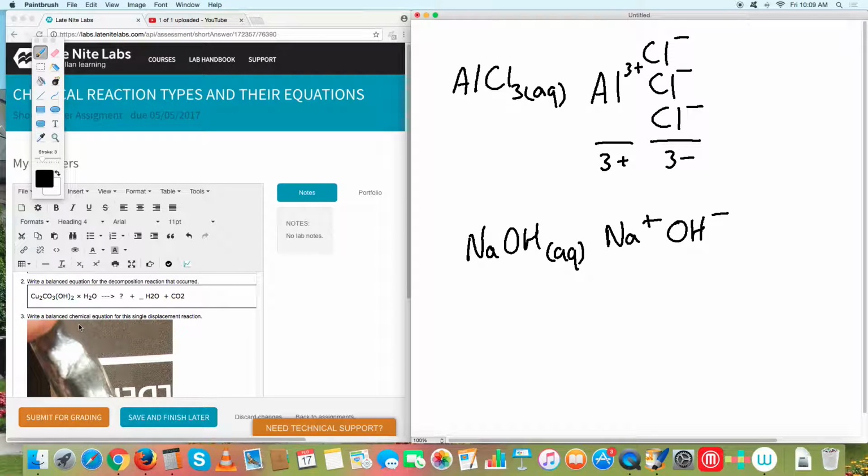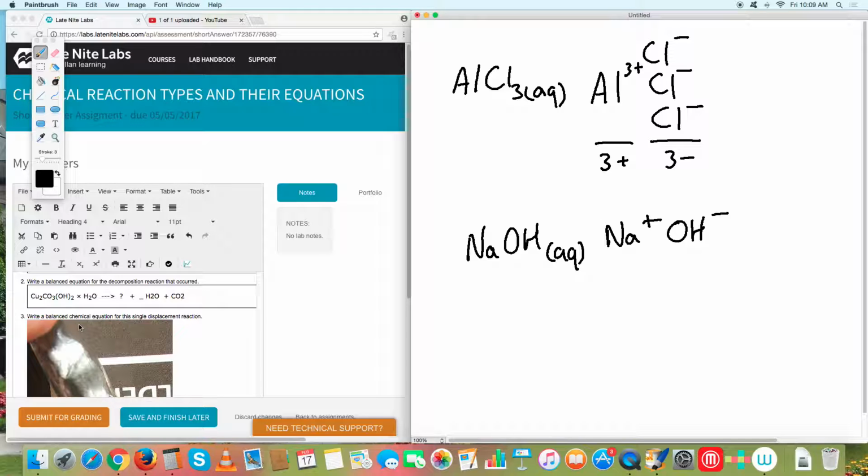In the second one, that's the copper carbonate hydroxide hydrate that we dealt with. That was that green compound. And then it turned into something that was the mystery compound we figured out earlier. And then it gives water and CO2. Now I know in the other question it said it gives 1 mole of water.